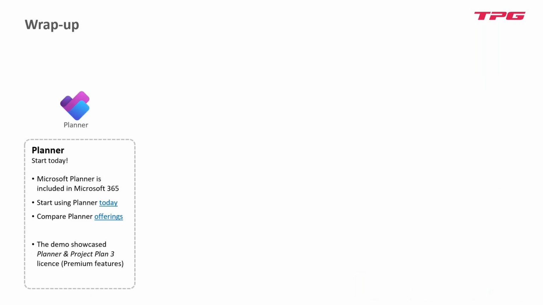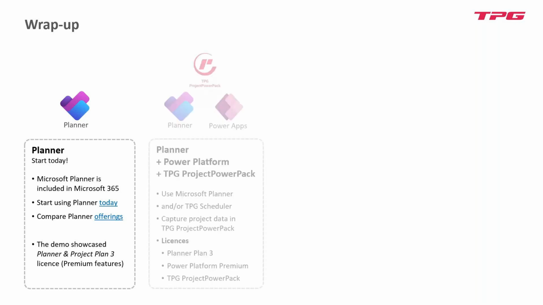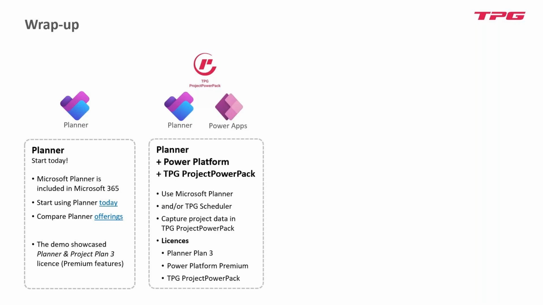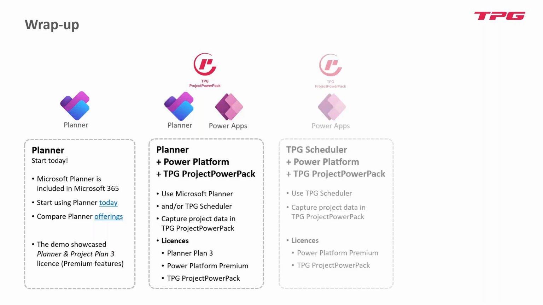So let's wrap this up. Conscious of the time, just over. So Planner, there is a planner that you can just start using today. Microsoft have renamed a load of stuff recently, To Do, Planner, Planner Premium, but there is a planner in your Microsoft 365 environment. Again, we'll send you links to those, but start using it. You could use Planner with our TPG Project Power Pack, and that's what I'd ask you to get started with. You can use Planner, you can use TPG Scheduler, you can use other scheduling tools as well, and you can see what licenses you need there.